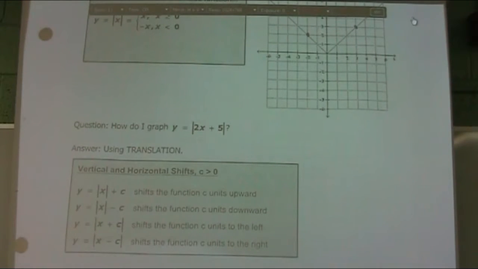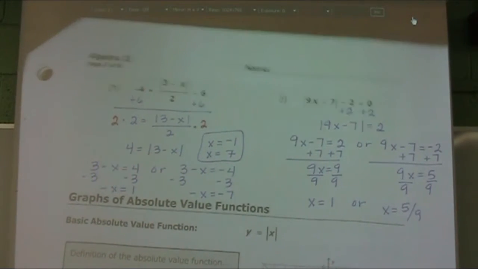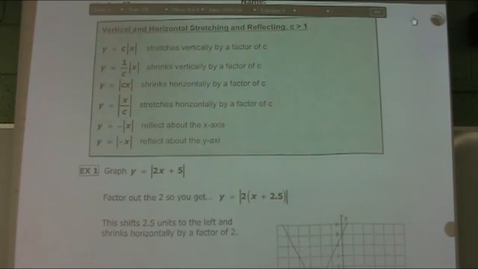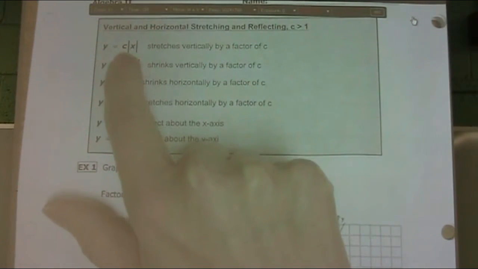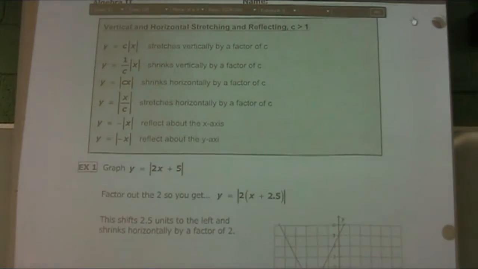All right, so I can graph any absolute value functions just using these shifts. But we have the benefit of our graphing calculator on our iPads. And it's okay to use that, okay? Because there are a lot more shifts. The next box has what we call vertical and horizontal stretching and reflecting. And again, I've got c, but this time just know this, c is greater than 1. If I have a number c out in front of the absolute value of x, what this is going to do is stretch it vertically.